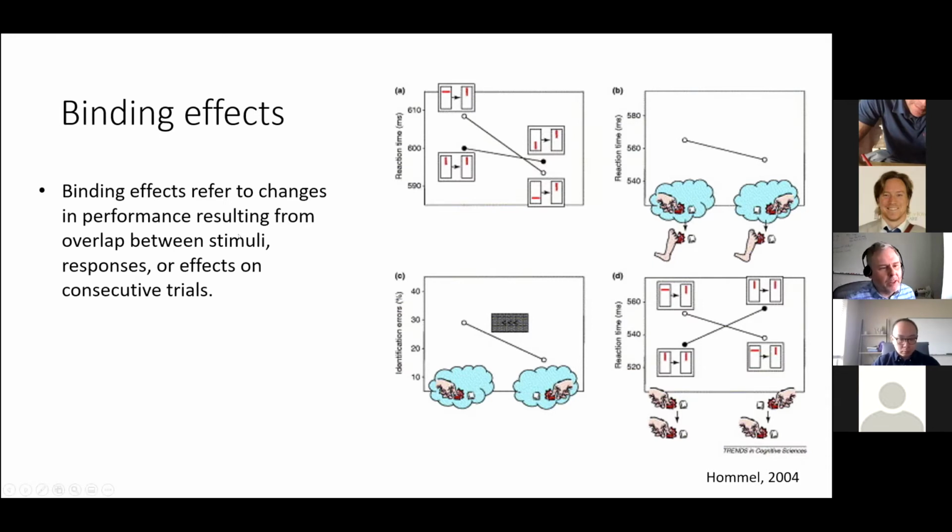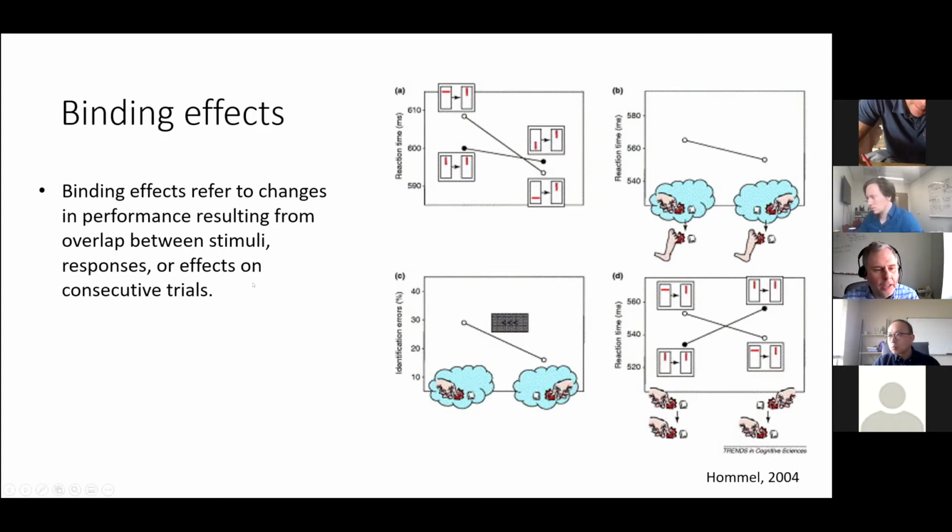So the main point here is that binding effects refer to changes in performance resulting from overlap between stimuli, responses, or effects on consecutive trials. In other words, we're looking at how much we see a cost when individuals have overlap from the previous trial to the current one, and that overlap isn't complete. And the idea here is that this partial overlap has led to the recall of an episode that conflicts in some way with the current information, and this new episode needs to be unbound so that the current episode can be encoded.